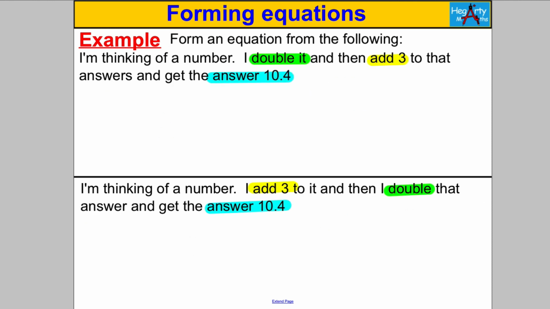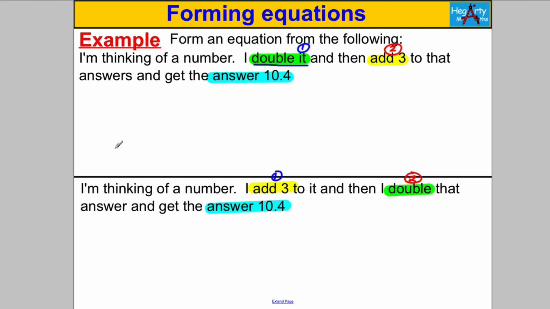Let's try slightly harder ones. Now pause the video and have a go at both of these, and also have a think about what's similar about them and what's slightly different about them. Okay, looking at them, everything looks super similar, other than, in this case, the number I'm thinking of, I double it first, and afterwards I add 3, whereas in this case here, I'm going to add the 3 first, and afterwards I'm going to double it. But in both cases I get the same answer. Let's see if our algebraic equation looks the same or different. What do you think it's going to be, the same or different?